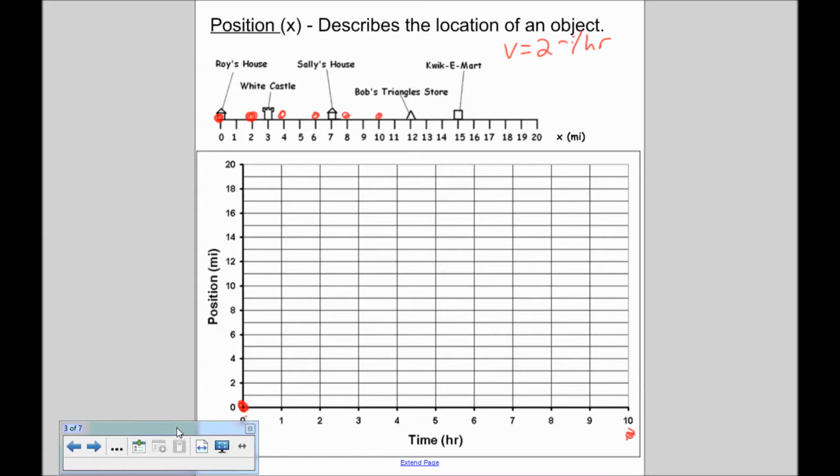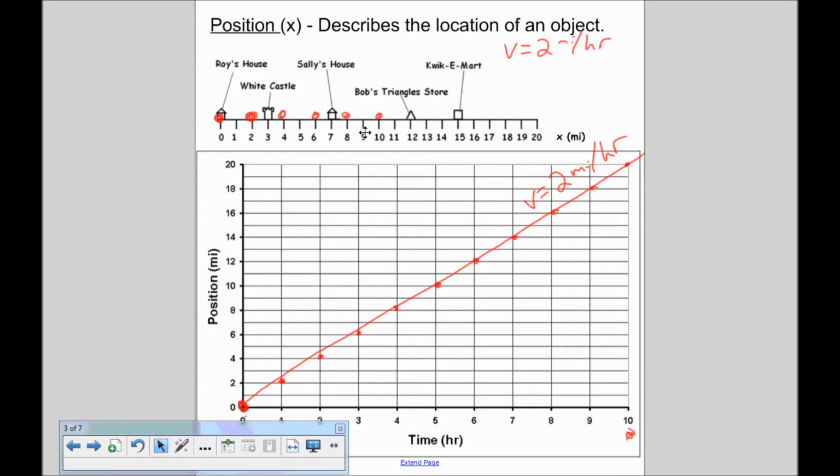So I'm going to plot that on my graph down here. After 1 hour, he'll have gone 2 miles. After 2 hours, he'll have gone 4. 3 gets us 6. 4 gets us 8, right? He's just going 2 miles every hour. So we can connect the dots. I'm going to just freehand this in. Ideally, I would use a ruler, but I'm not going to do that. So there's our line. What that line represents is Roy moving at a velocity of 2 miles per hour.